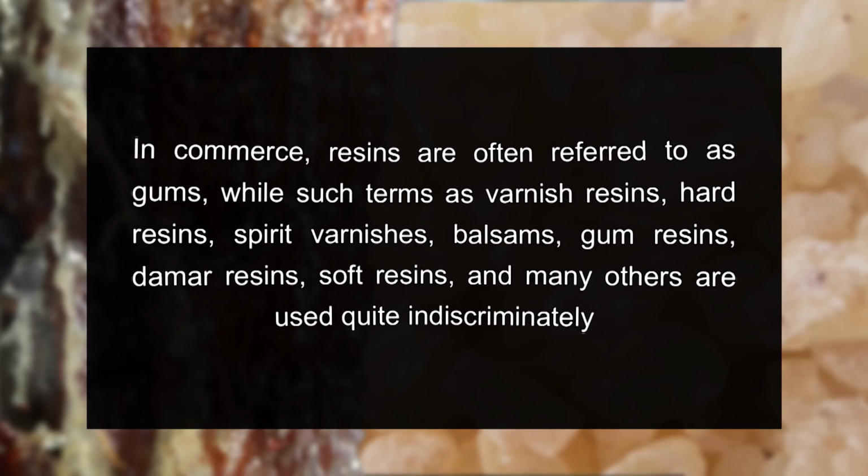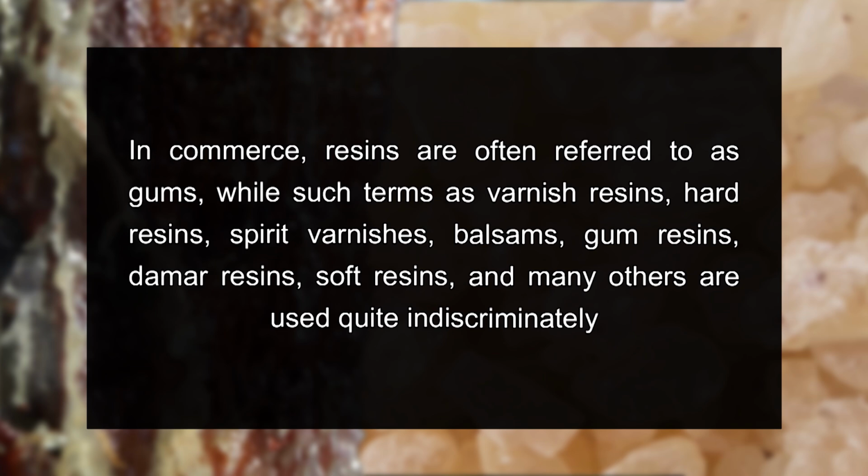It is difficult to classify resins because the same term is often used for very diverse materials. In commerce, resins are often referred to as gums, while such terms as varnish resins, hard resins, spirit varnishes, balsams, gum resins, damar resins, soft resins, and many others are used quite indiscriminately. The chemical differences between the various groups are much more definite.